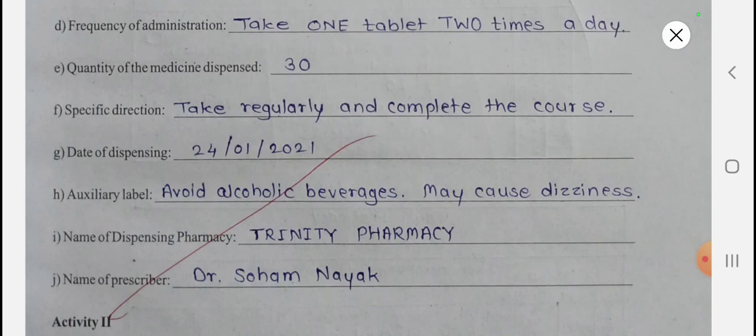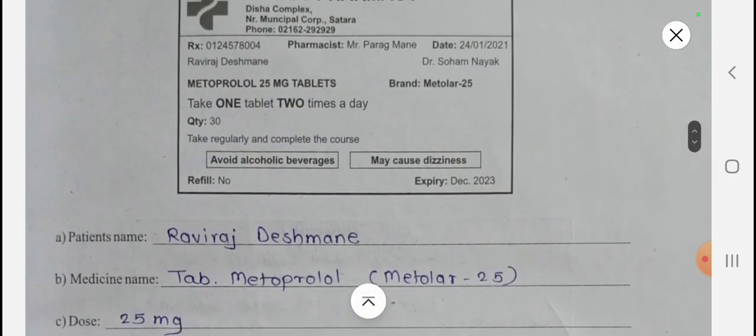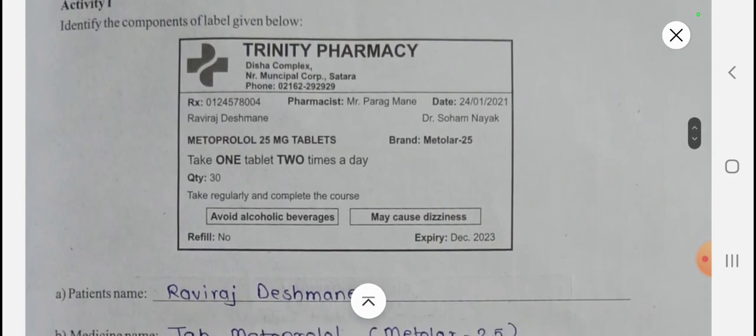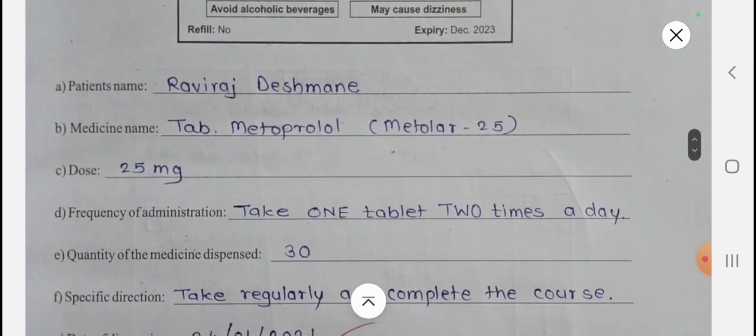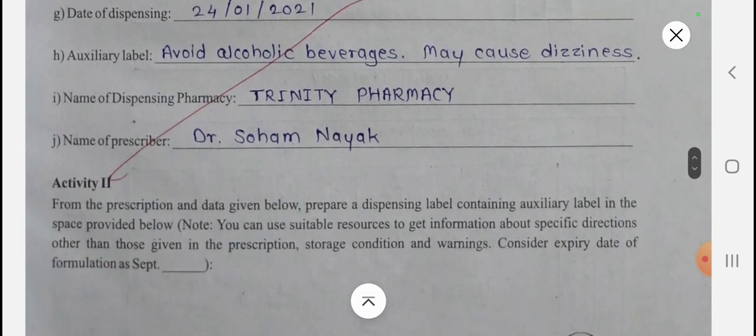And may cause dizziness, that is the auxiliary label. Name of dispensing pharmacy is given. Then name of the prescriber, the doctor's name, is given. So this is the simple one. Activity 1 is to identify the components of the label given below. So here simple parts are there that you have to write down.